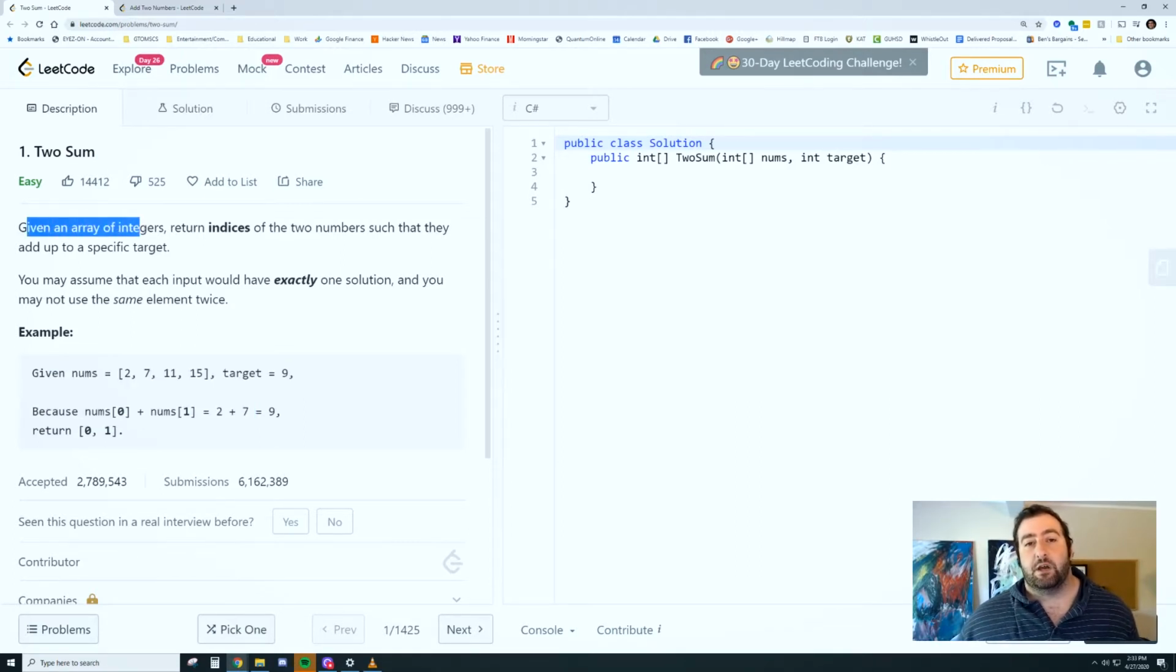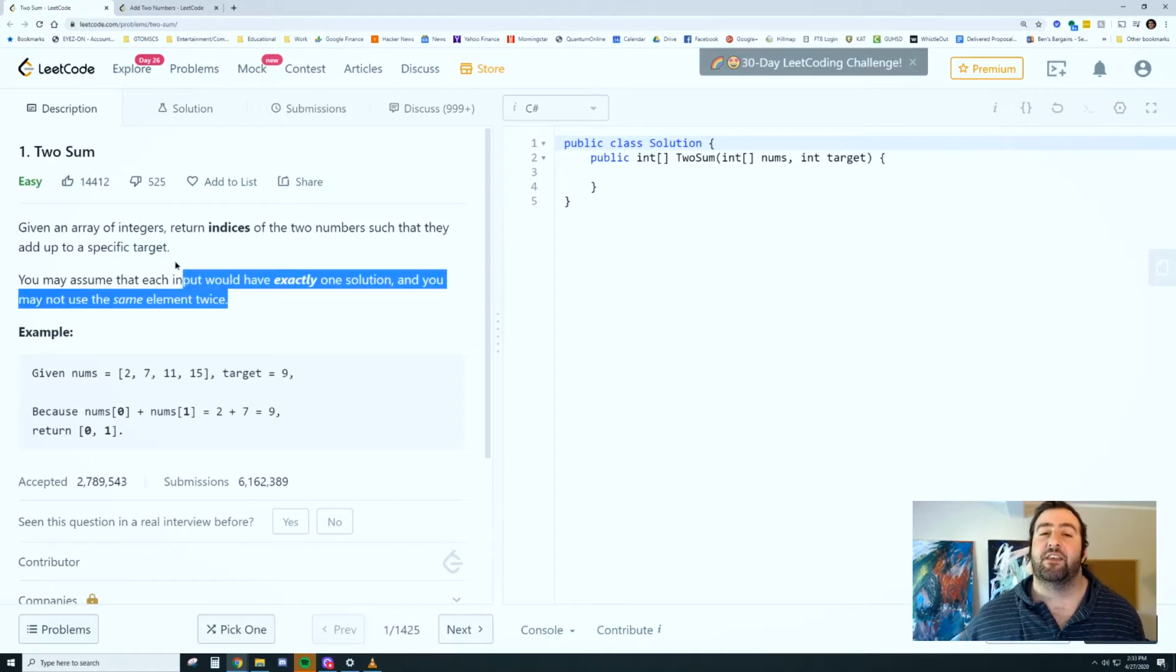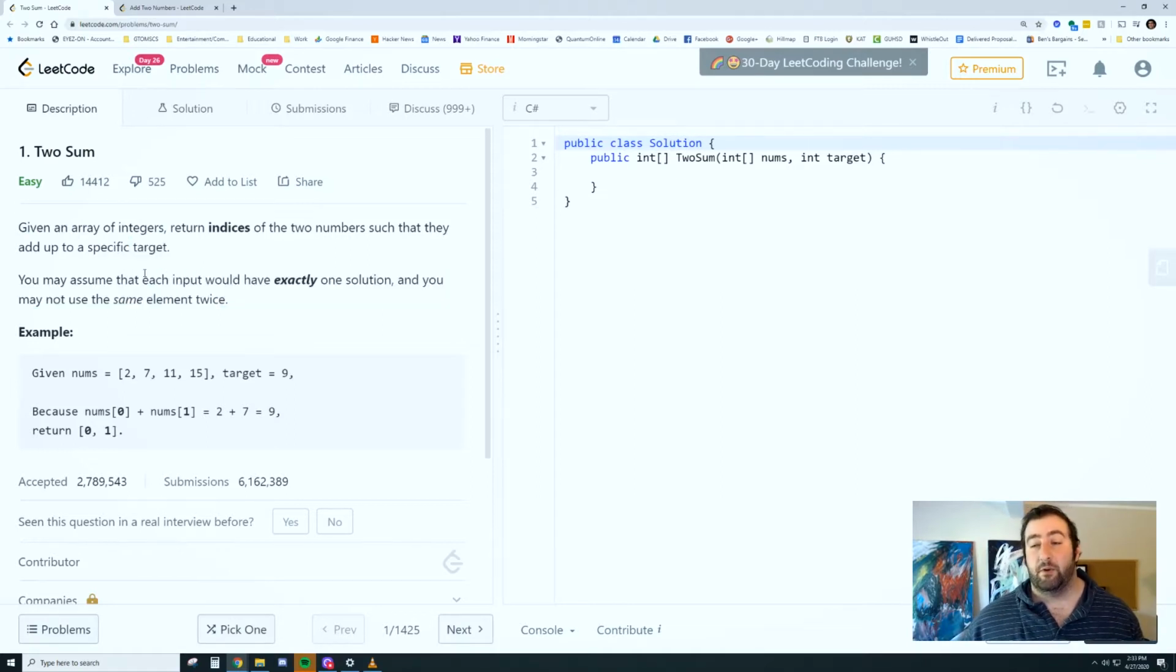But let's go ahead and talk about this problem. I'm not going to write any of the code for you because I think you guys can do this problem without my help. It's just understanding how to break it down that I want to talk about.